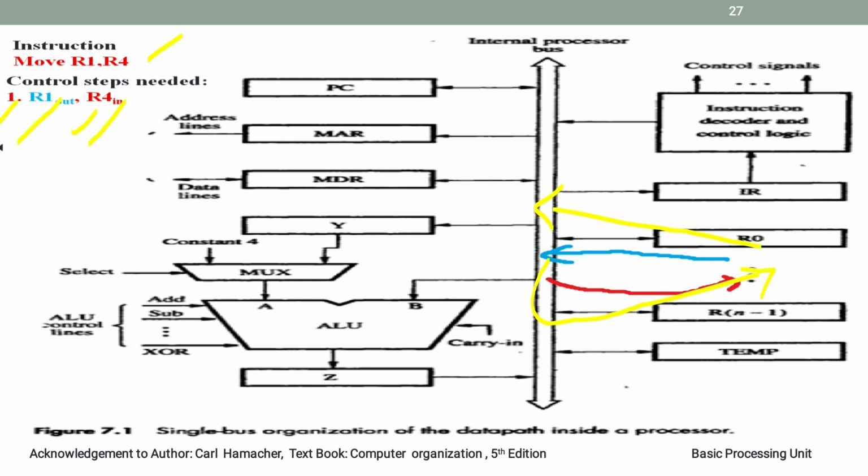Actually this is a very simple instruction because only a data transfer operation between the two registers is involved here. No memory is involved. Okay.